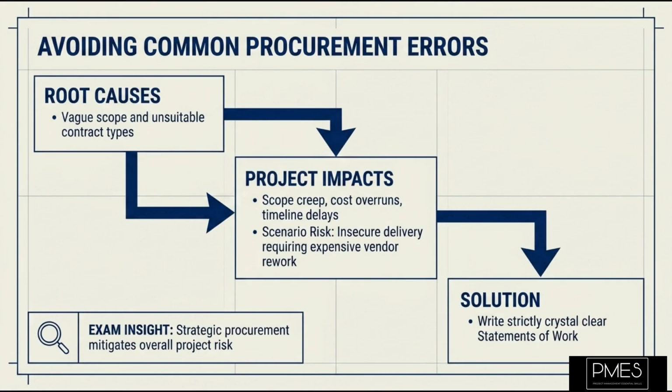A common error in procurement planning is not clearly defining the scope of work or choosing an unsuitable contract type. This can lead to scope creep with the vendor, cost overruns, and project delays. Remember Sarah's payment gateway? If her statement of work was vague, the vendor might deliver a basic, insecure solution, leading to rework and extra costs. Always ensure your statement of work is crystal clear and your contract aligns with your project's risk tolerance. This is a significant point for your exam.